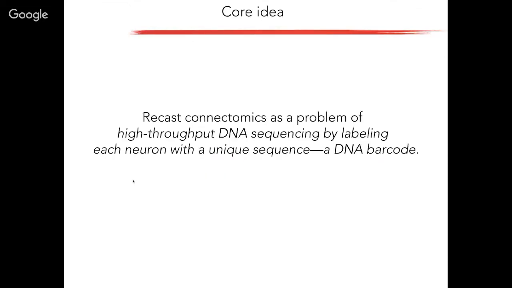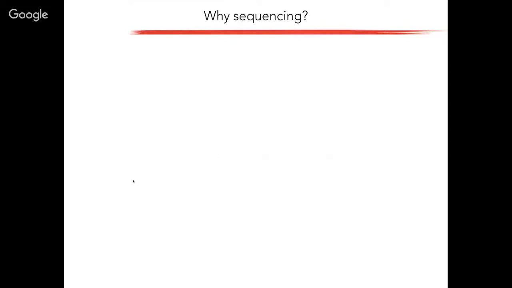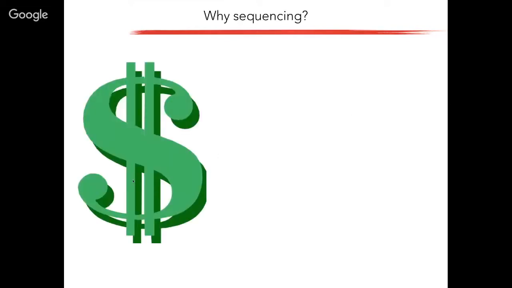Okay, so our core idea is to recast connectomics as a problem of high-throughput DNA sequencing by labeling each neuron with a unique sequence, a DNA barcode. And the idea is that way we don't have to trace neurons, merely read the identity of a neuron at its soma and at any place we wish to look, and we don't need to look at all the intervening sections. And that greatly simplifies the problem, and it allows us to exploit the tremendous improvements in DNA sequencing technology and more generally molecular biology. So why sequencing? Because sequencing is fast and cheap.